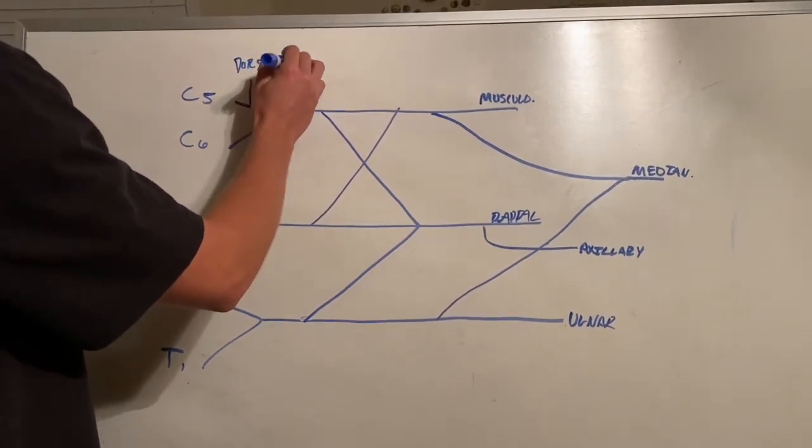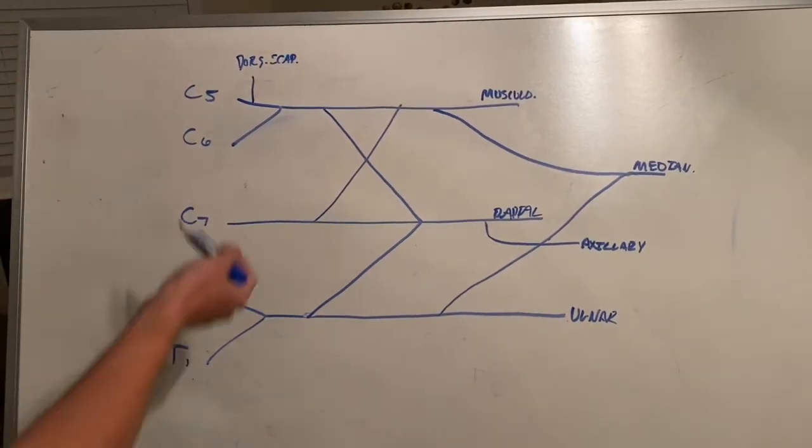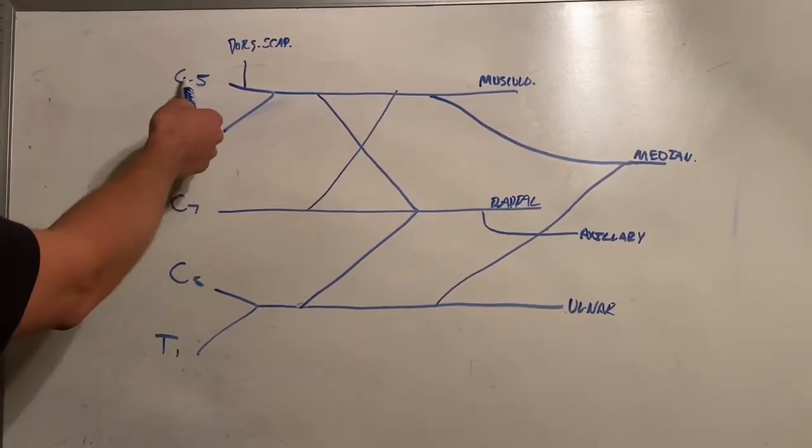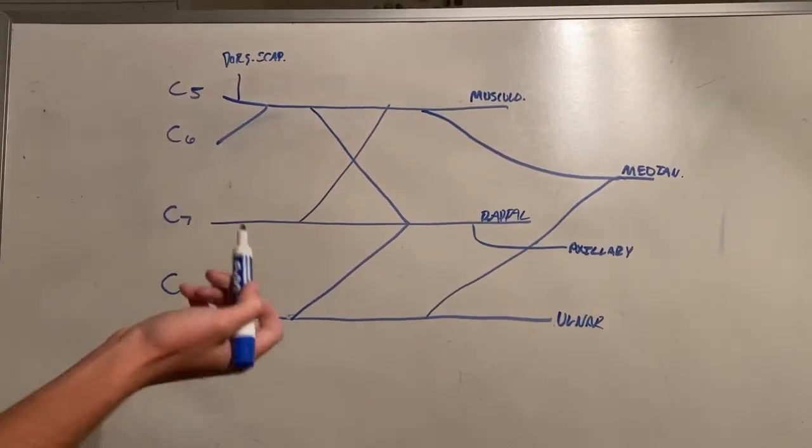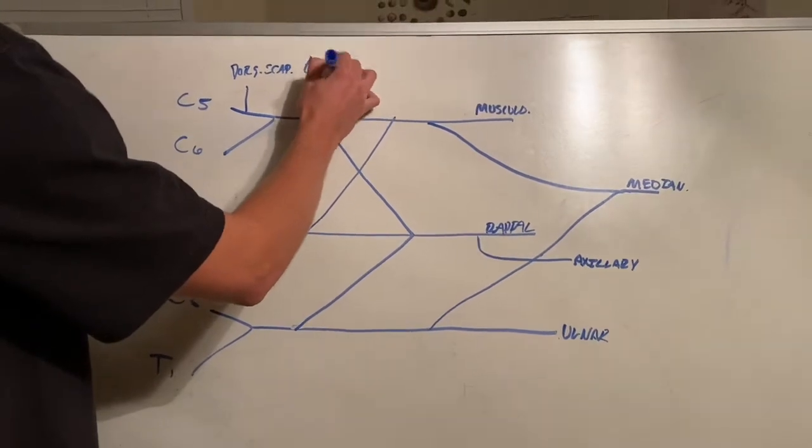dorsal scap. And if you're wondering what nerve roots that's going to be, you can look at it, and it's just going to be right from C5 because it's coming right off of there. So I'll write just 5 right there.